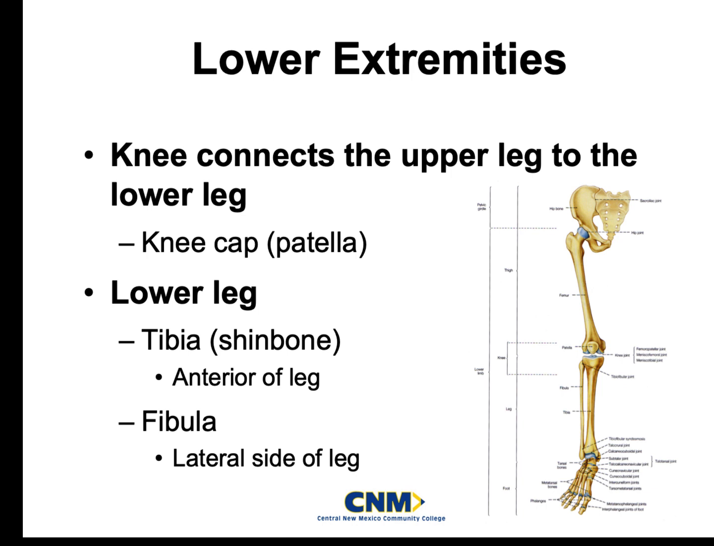And then the fibula is on the lateral side of the leg. It's on the outside of the leg. It is a very small bone. It's there to basically help attach the ligaments and tendons around the knee.